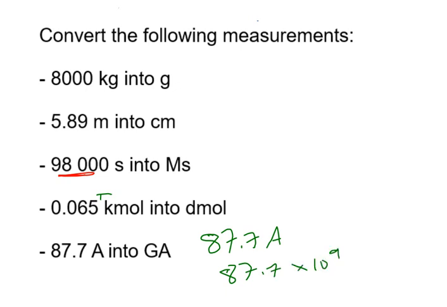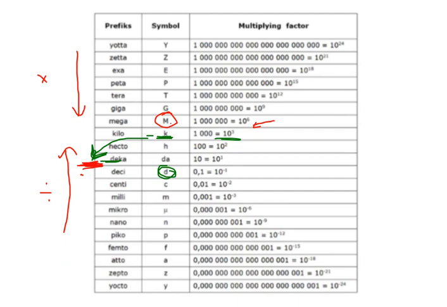I want to know how many gigaamps you have if you have 87 amps, and you need 1 billion of them. You need 1 billion of these to have 1 gigaamp. Do we have 1 billion? Not even close. We should have a small percentage of this. So it's not times 10 to the 9. If you're going from the base unit up to giga, you need to divide.